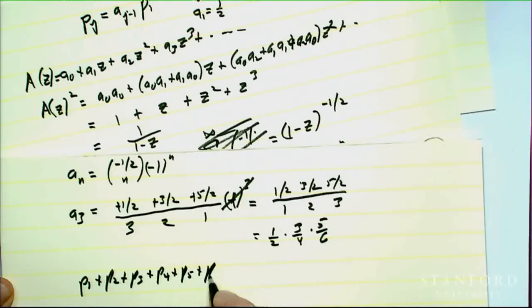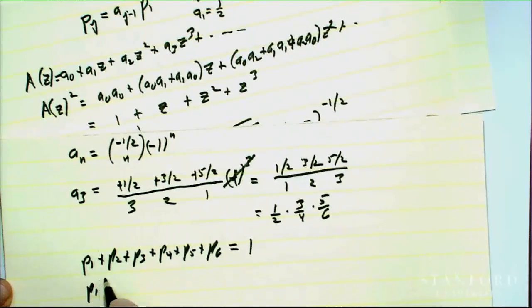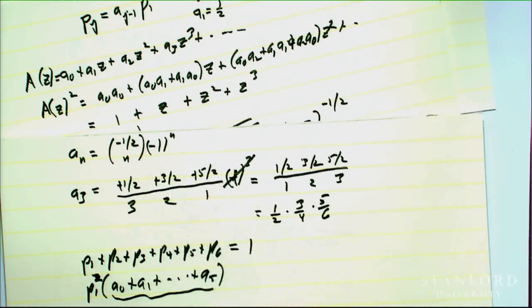Okay, so this is supposed to equal 1, but this is equal to P1 squared times A0 plus A1 up to A5. And so in order to figure out what P1 is, I have to know what this sum is. What is the sum of all these guys?